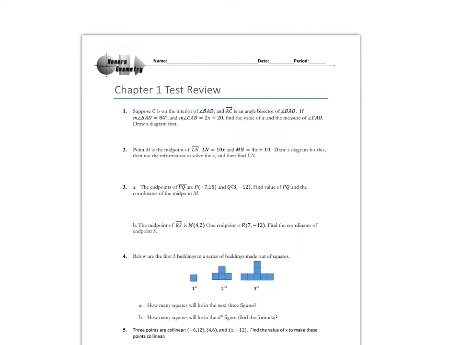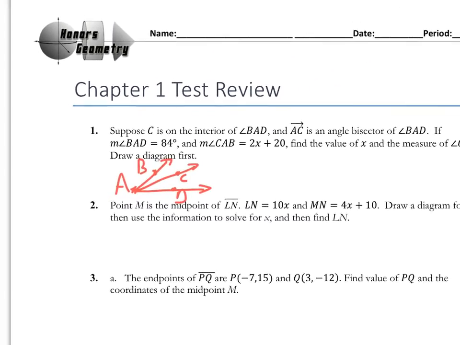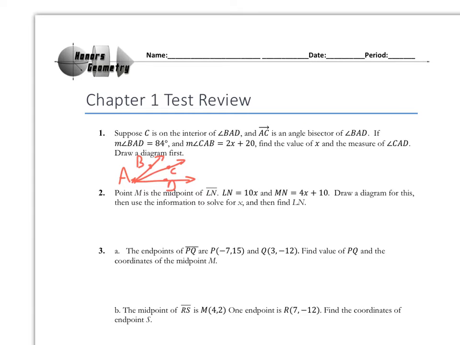That's an angle bisector. So we want to draw a diagram first here. So we've got B, A, D. Remember the middle letter in an angle is the vertex. And then we've got AC. That is the angle bisector there. All right. Now we know that BAD is 84 degrees. That's given to us here. And we know that CAB is 2x plus 20.